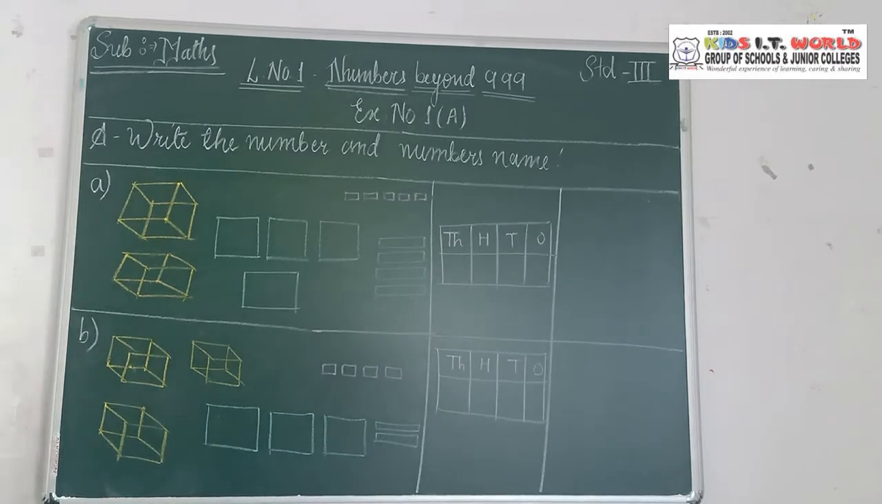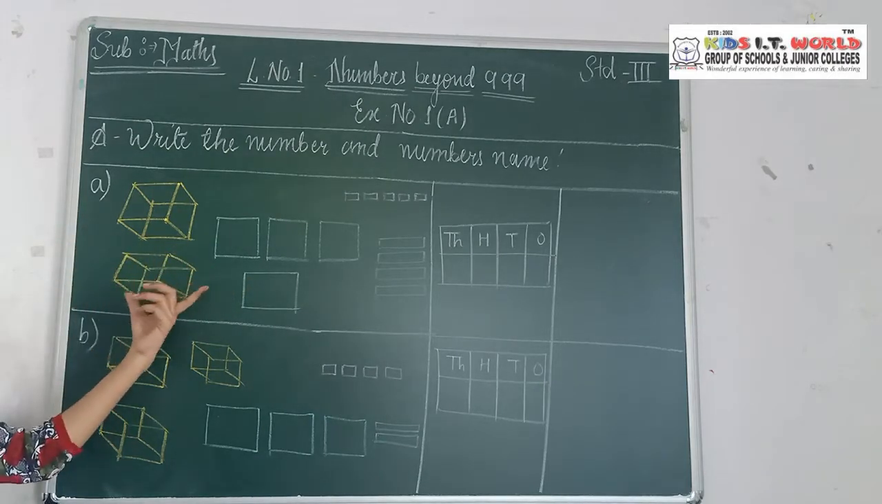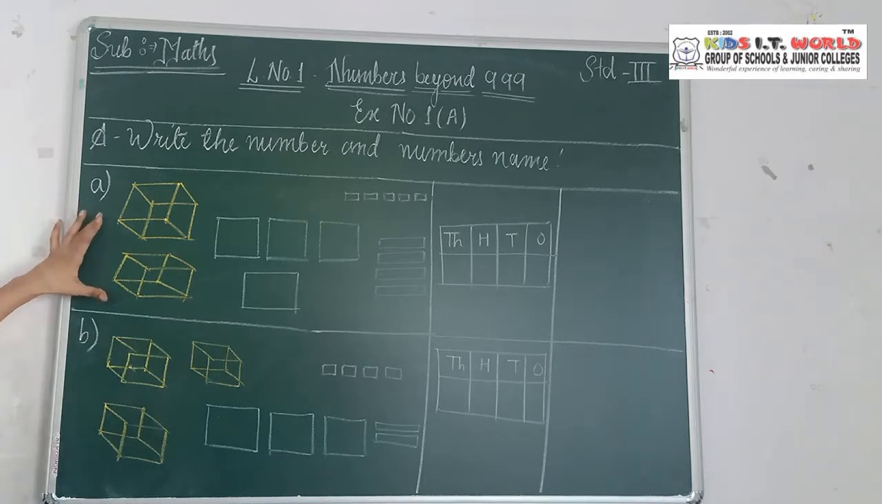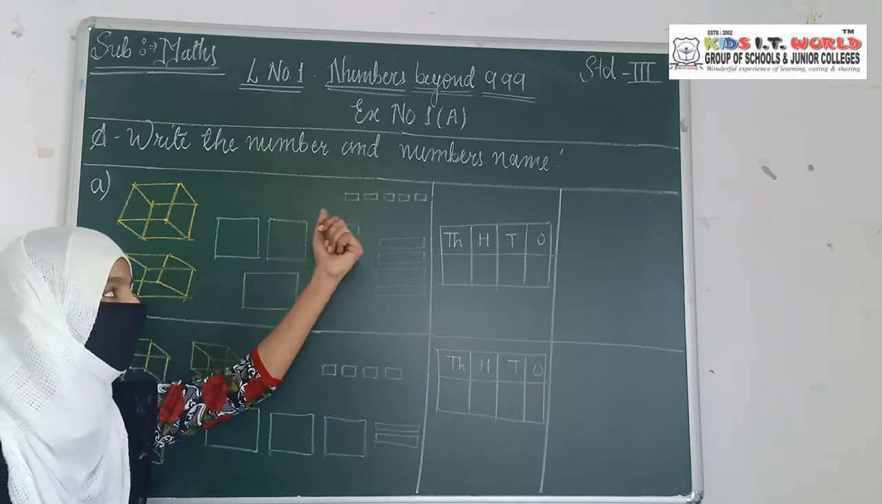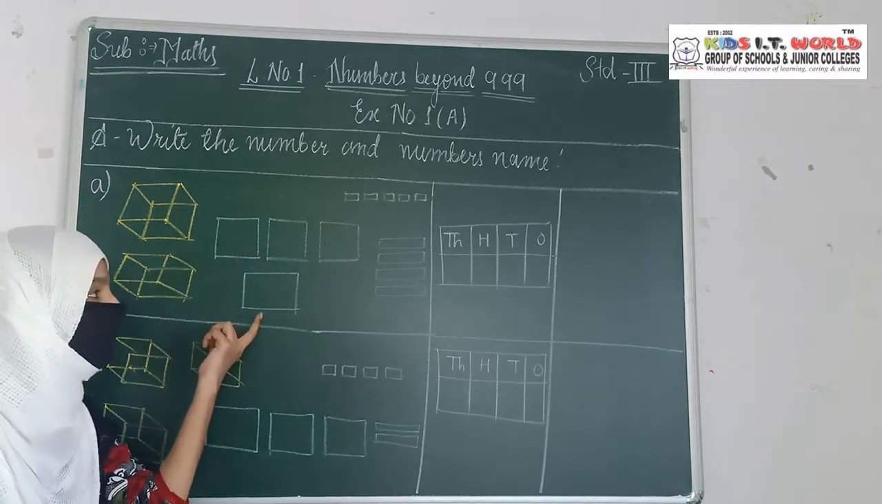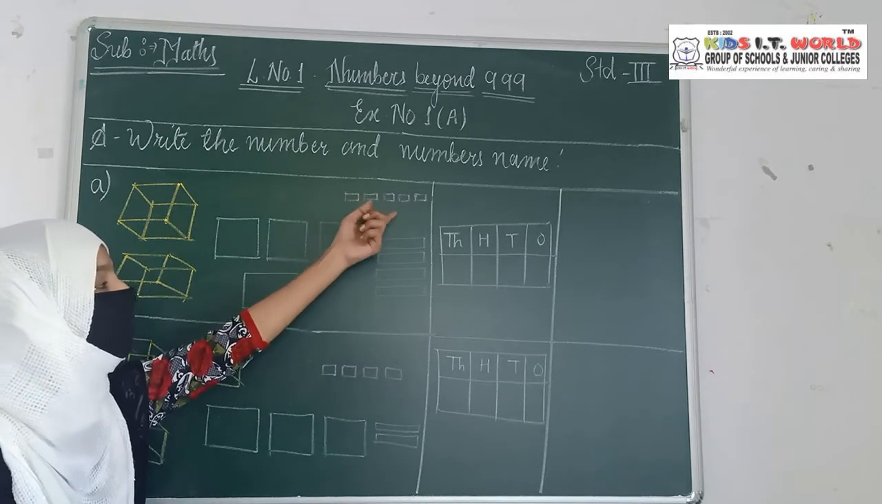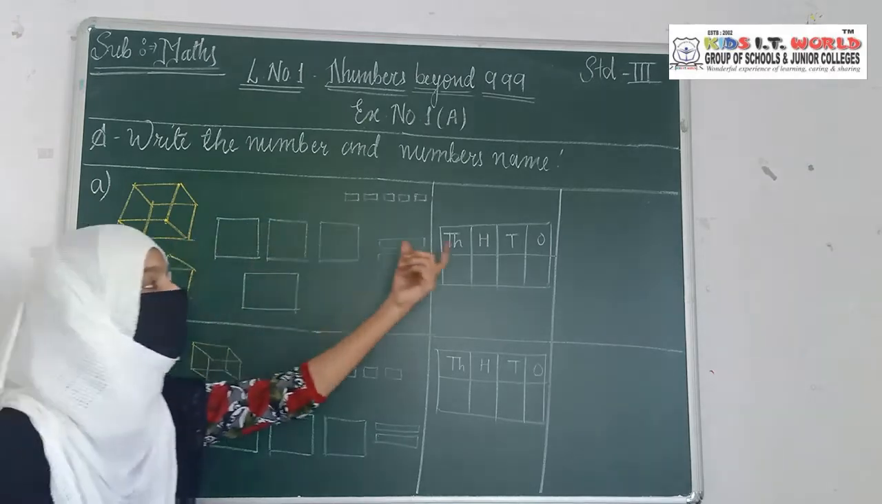Now let's see the exercise 1A. Here question A is: write the number and its name. Let's see the question, students. Here they have drawn boxes to represent the place values with different colors. You can see 2 yellow cubes drawn here, then 4 squares, then rectangles, and here small rectangles also. So the yellow color shows the thousands value, this one the hundreds, this one the tens and this one the ones. Now you will count the boxes and write it in the place value chart.